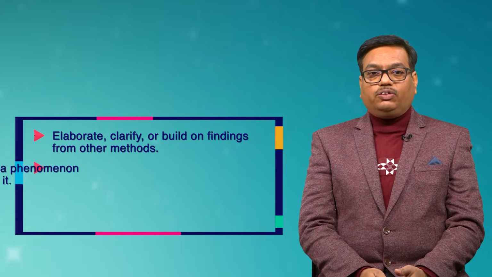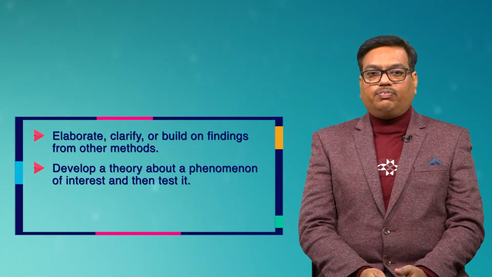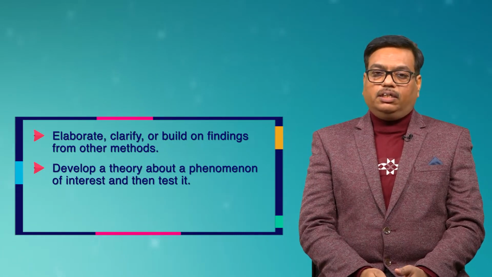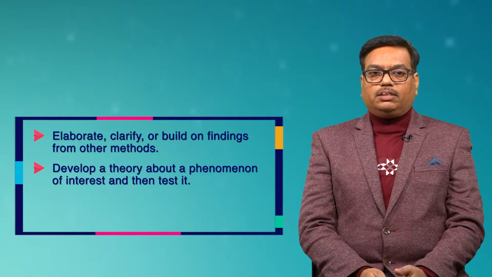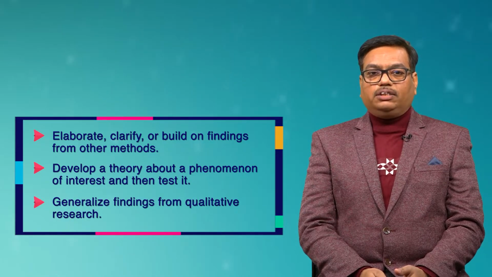And when you would like to develop a theory about a phenomenon of interest and then test it, then you also use mixed method research. And when you would like to generalize findings from qualitative research, you use mixed method research. So, you can see you use mixed method research for a number of reasons, but the basic assumption is you use two types of data set, qualitative and quantitative, and you validate one with the help of another.